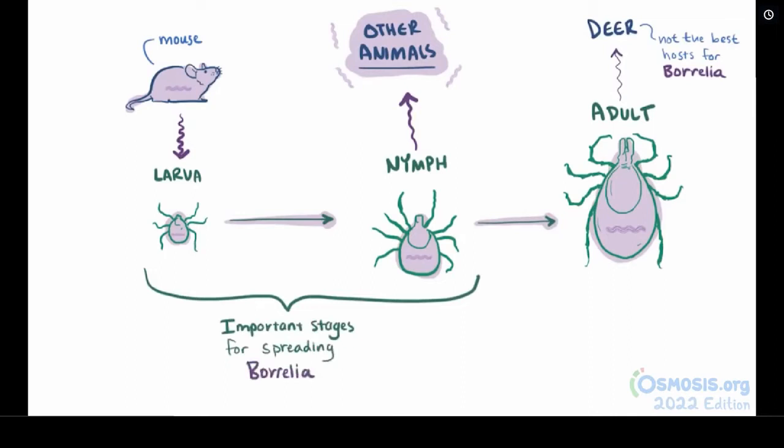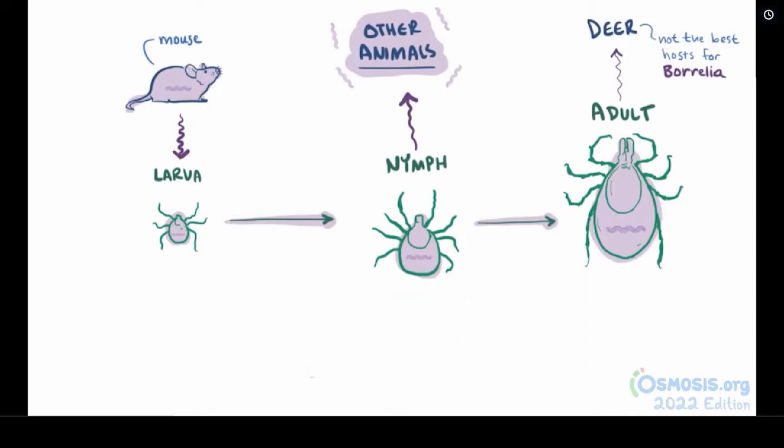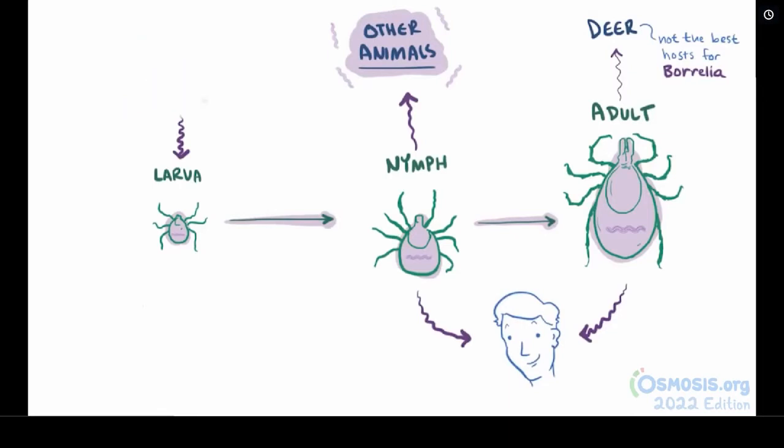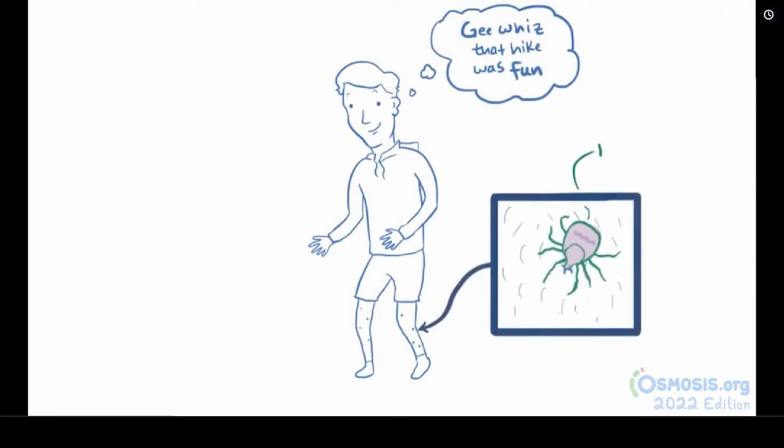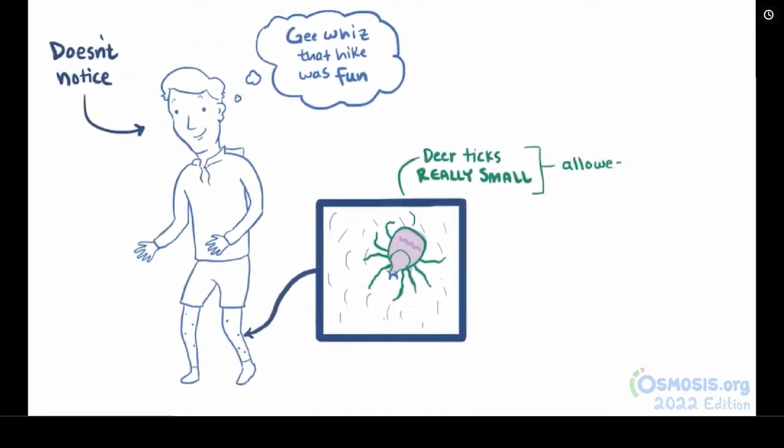So, since the larval and nymphal deer ticks spread Borrelia to more suitable hosts, these two stages are very important for Borrelia. Now, both nymphal and adult stage deer ticks, although not their preferred meal, occasionally feed on the unknowing human. If you've ever had a tick on you, you'd probably agree that the first thing you'd want to do is get it off. The tough part about deer ticks, especially nymphal stage deer ticks, is that they're really small, and therefore sometimes hard to notice.